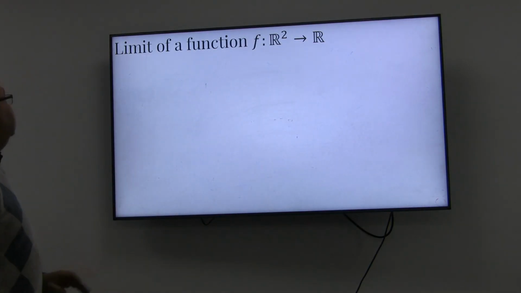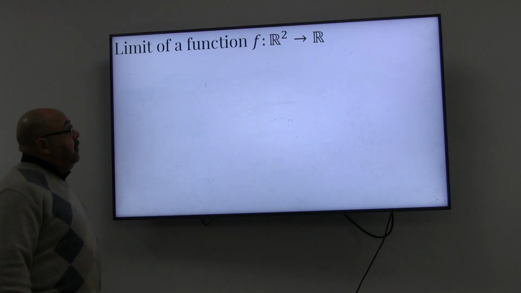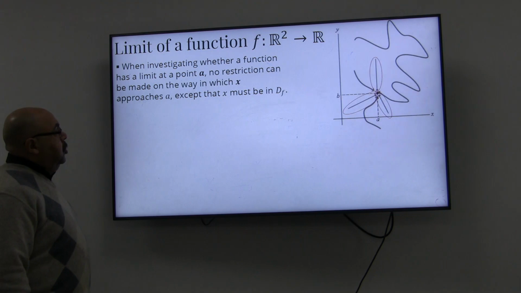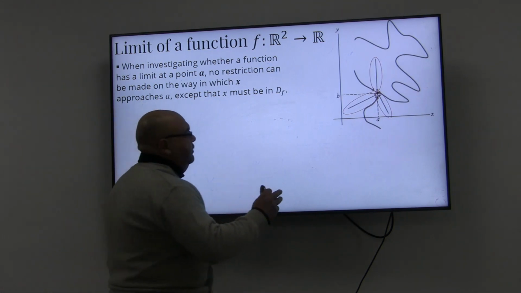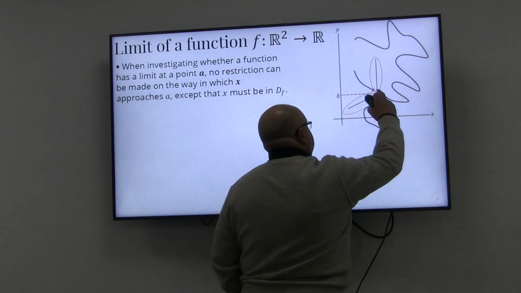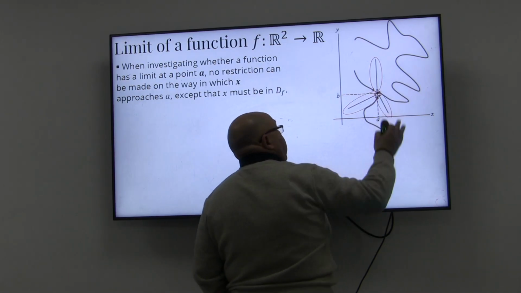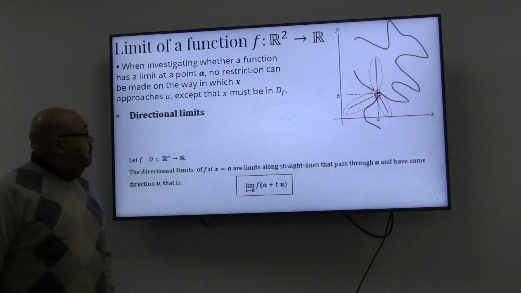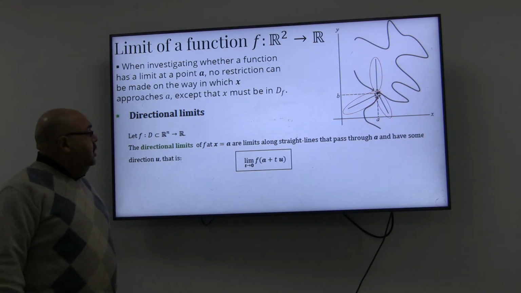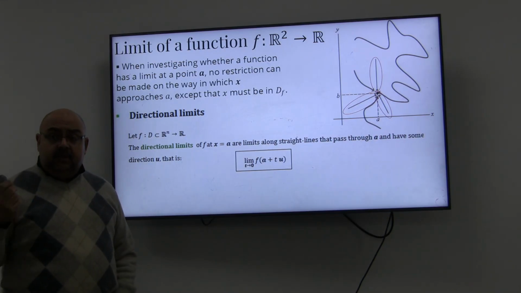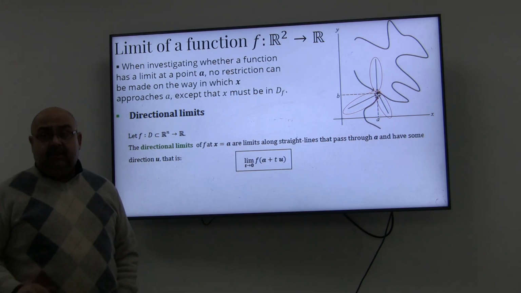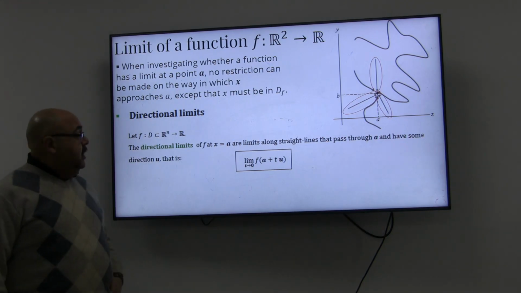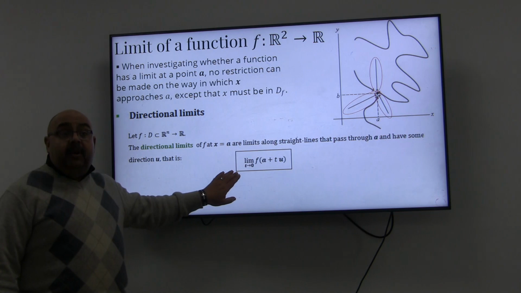Okay, once more, limits of a function f from R2 into R. When investigating whether a function has a limit at a point, with no restriction, it's exactly the same, but I wanted to explain it more. So this is the point that we are trying to approach, and as you can see, that's a curve, that's another curve, that's a third curve, and each one of them may have different values. I can use general lines: limit as t tends to 0 of f of a plus ty. Those are the straight lines that will pass through a certain point.